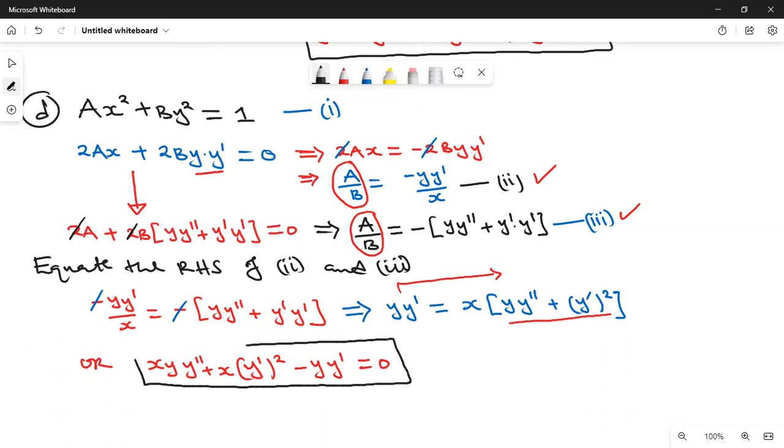So this is how to form ODEs from primitives. All you need to do is to follow the two steps that I have highlighted up there: you need to differentiate the primitive a number of times equal to the number of essential arbitrary constants, and then you manipulate the primitive and its derivatives algebraically to get rid of the essential arbitrary constants.